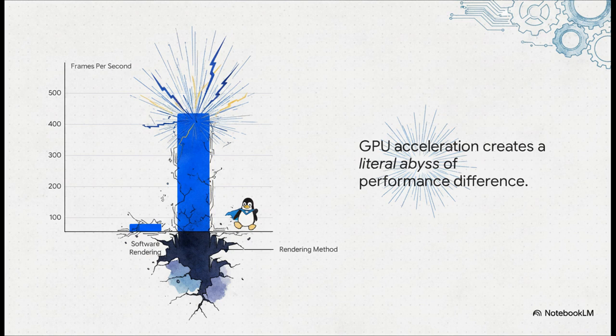To give you an idea of the insane difference GPU acceleration makes, in tests, graphics performance with WSL2's virtual GPU can hit 350 frames per second. Without it, using old-school software rendering, it just crawls along at maybe 4 FPS. It's not a difference, it's a literal abyss. This is what makes heavy-duty data science and machine learning work truly possible on Windows now.